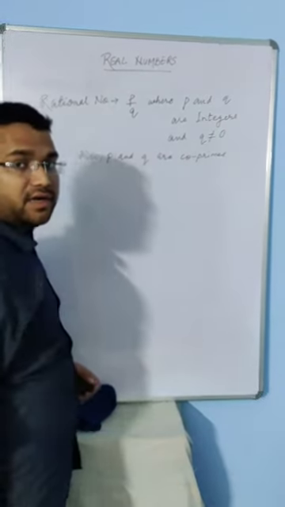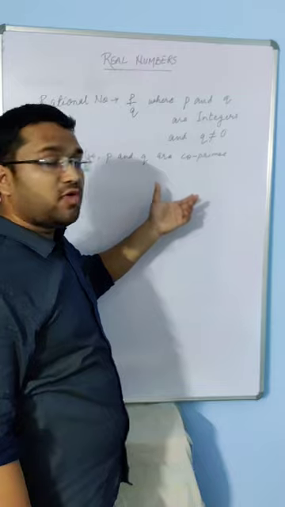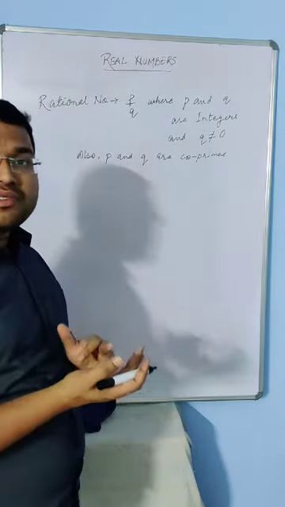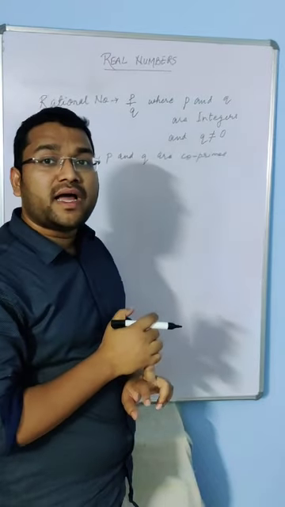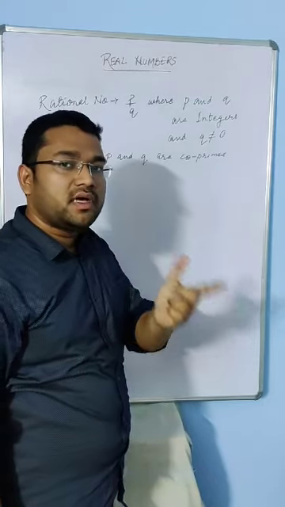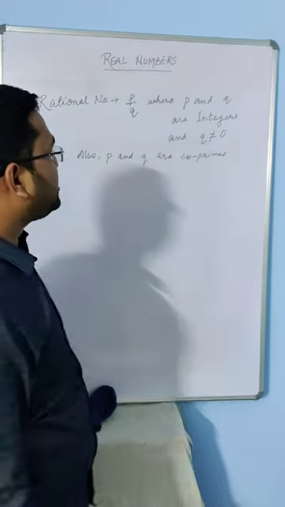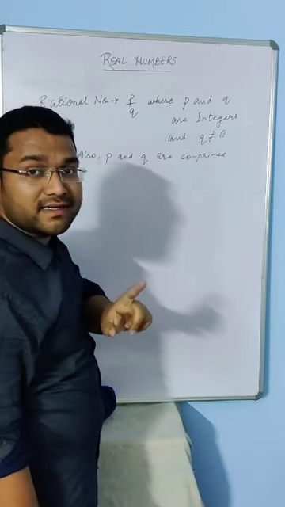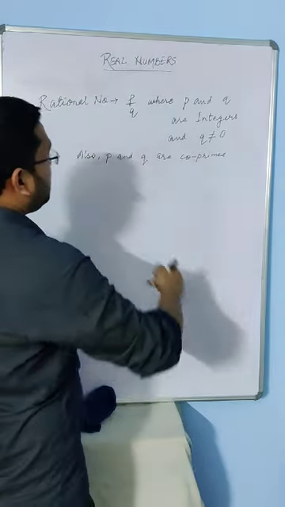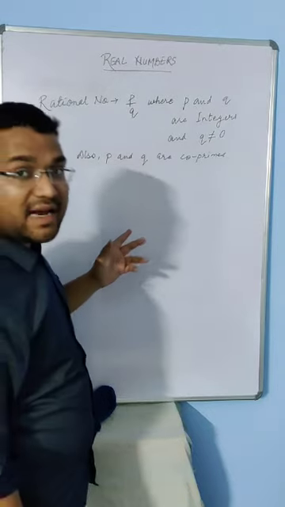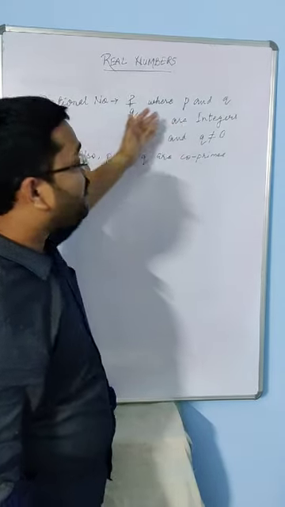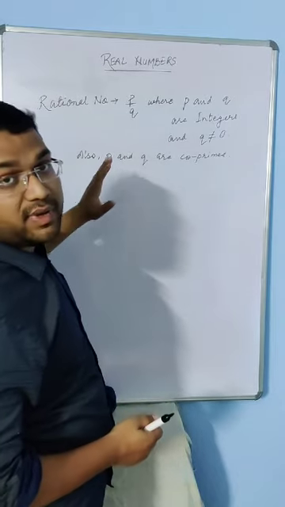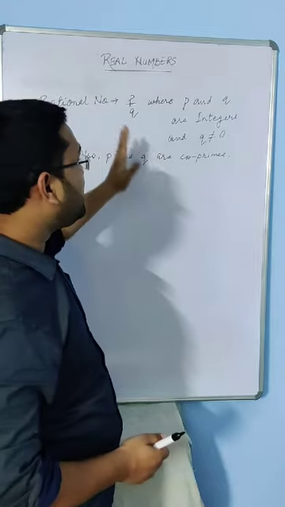What do we know about the word co-prime? I hope all of you know what prime numbers are. Prime numbers are those numbers which have only two factors, either 1 or the number itself. Now co-prime means whenever you have anything in the form of P and Q, it has no common factor other than 1. So any such number which can be represented in the form of P by Q, where P and Q are integers and Q is not equal to 0, and also P and Q are co-prime, this is what you call a rational number.